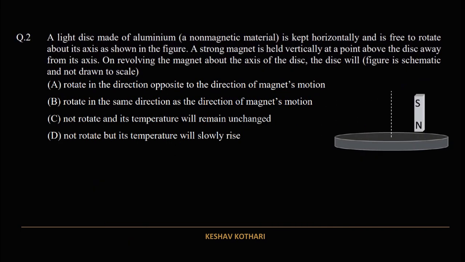A light disc made of aluminium, a non-magnetic material, is kept horizontally and is free to rotate about its axis, as shown in the figure. A strong magnet is held vertically at a point above the disc, away from its axis. On revolving the magnet about the axis of the disc, we have to identify what is going to be the motion of the disc with the motion of the magnet. The problem is stating that the magnet is a strong magnet and aluminium is a non-magnetic material.